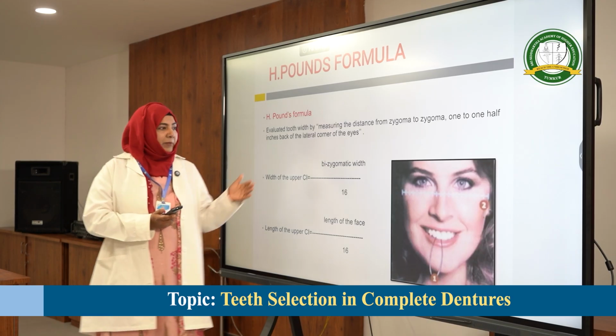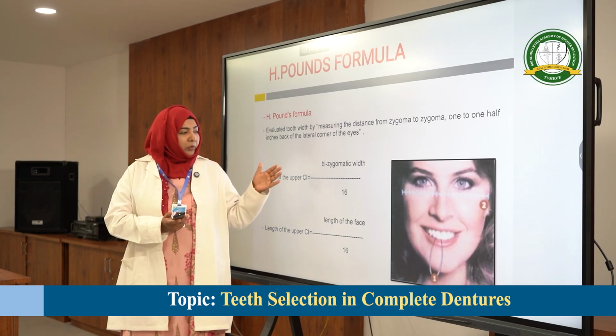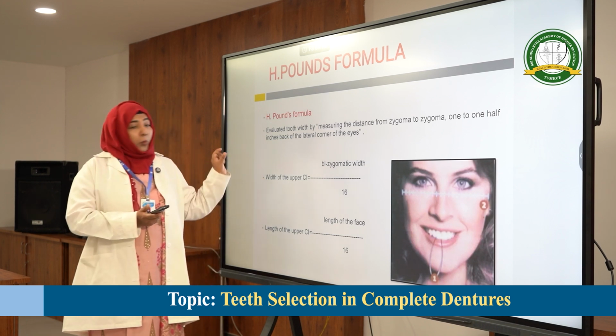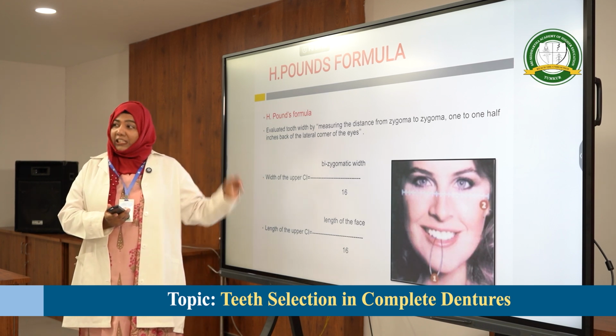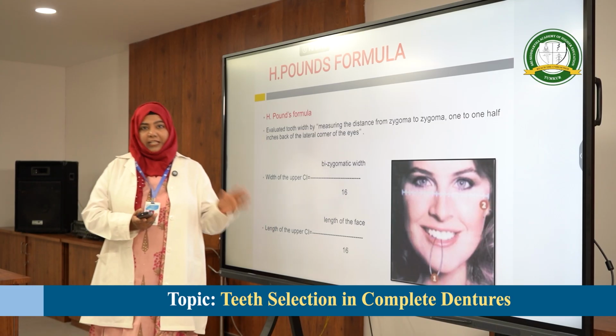Then we have Pond's formula. Again, he has the same measurements, that is bizygomatic width and length of the face, and he divided both by 16 to get the width of the central incisor as well as the length of the central incisor. Hope this is clear.